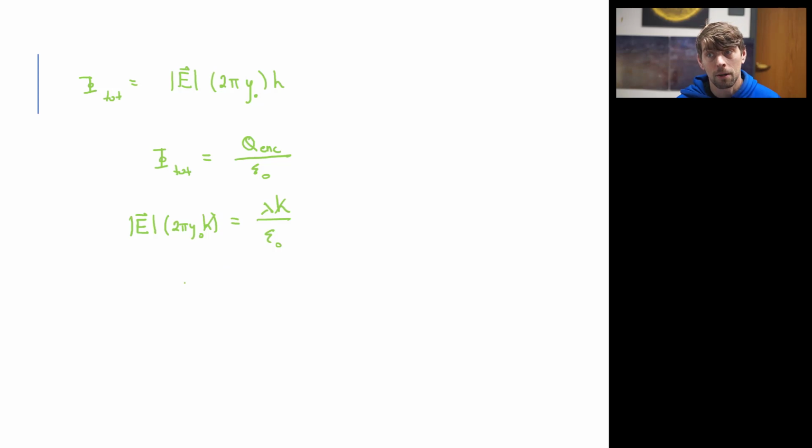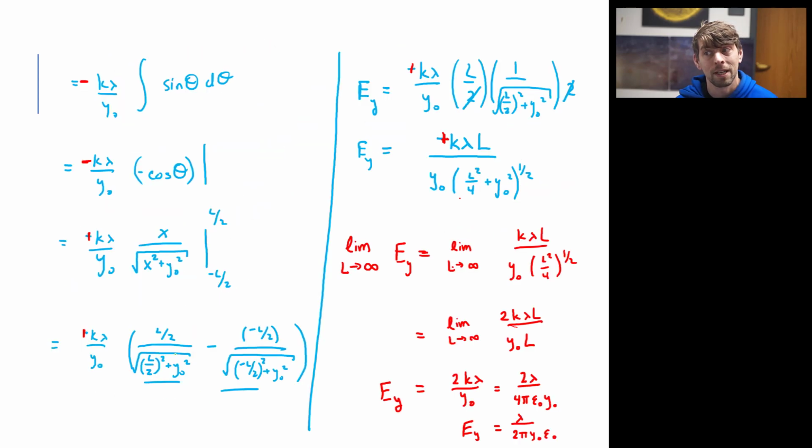And so, as promised, I said oftentimes Gauss's law is used to find the value of the electric field. And so we have something that says lambda divided by 2 pi y naught epsilon naught. The magnitude of the electric field due to an infinite wire is simply the charge density of the wire divided by 2 pi y naught epsilon naught. That should look familiar. That's the same expression that we had doing the direct integration. Pretty cool, huh?